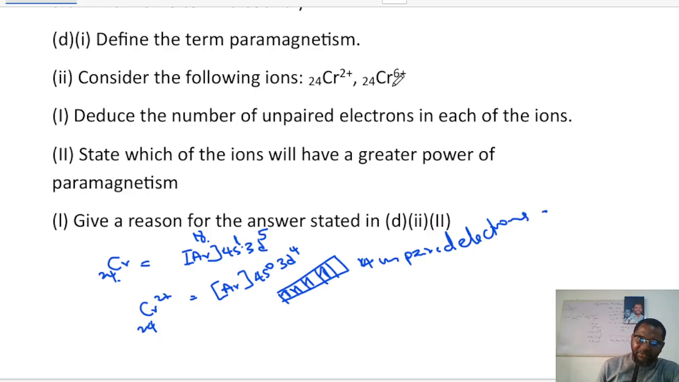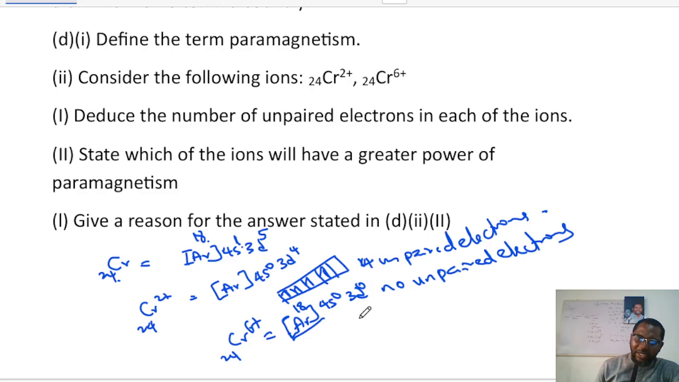Now in the case of Cr6+, it means that 6 electrons have been lost. So if you lose the whole of the 6 electrons, you are going to be left with argon, which is 18, and this will be 4s0 and 3d0. So there will be no unpaired electrons because this is completely empty. So no unpaired electrons.